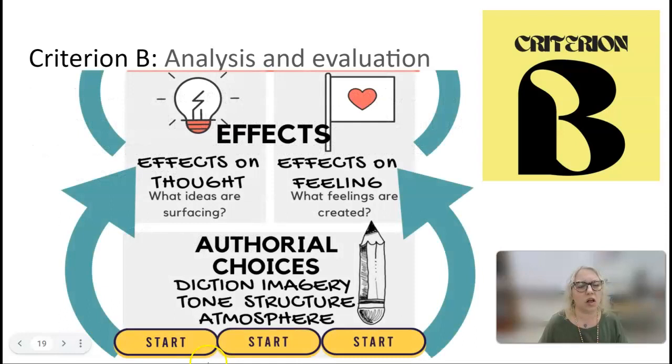So for this one, it's all about this stuff. Use your packet to help you, and use the class notes in Schoology where we jigsawed. You have to be dealing with this. If you don't do any analysis and evaluation, you're not going to get more than a 1 for criterion B, and it's 10 marks, folks.